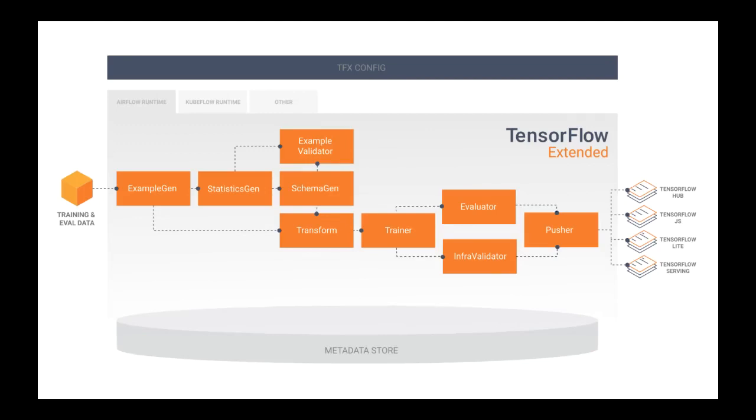And on the left are the deployment targets. So from a training pipeline, you can deploy your model to a number of different deployment targets, including a serving cluster with TensorFlow Serving, or a mobile application with TensorFlow Lite, or a JavaScript environment, maybe in a web browser with TensorFlow JS. Or if you're just going to save your model and use it for transfer learning or generating embeddings, or maybe in an ensemble, you could deploy it to TensorFlow Hub.